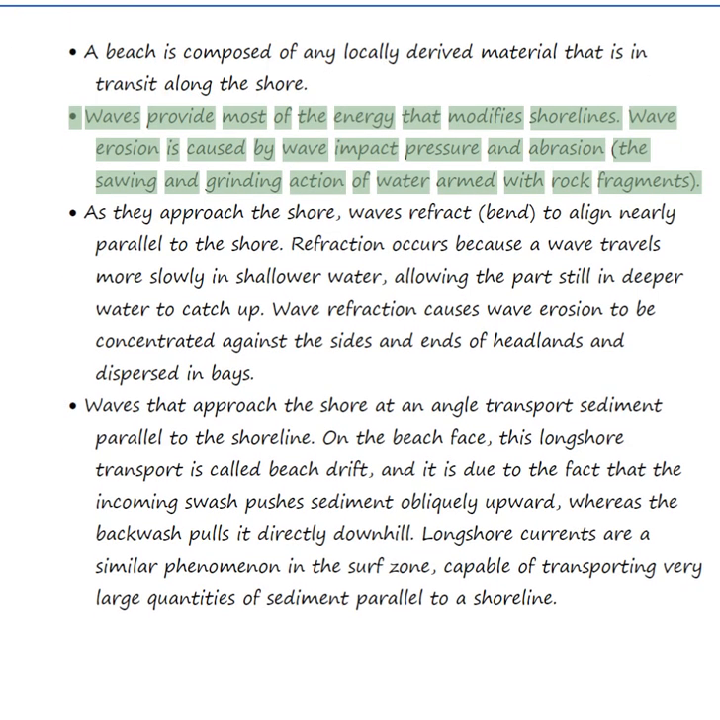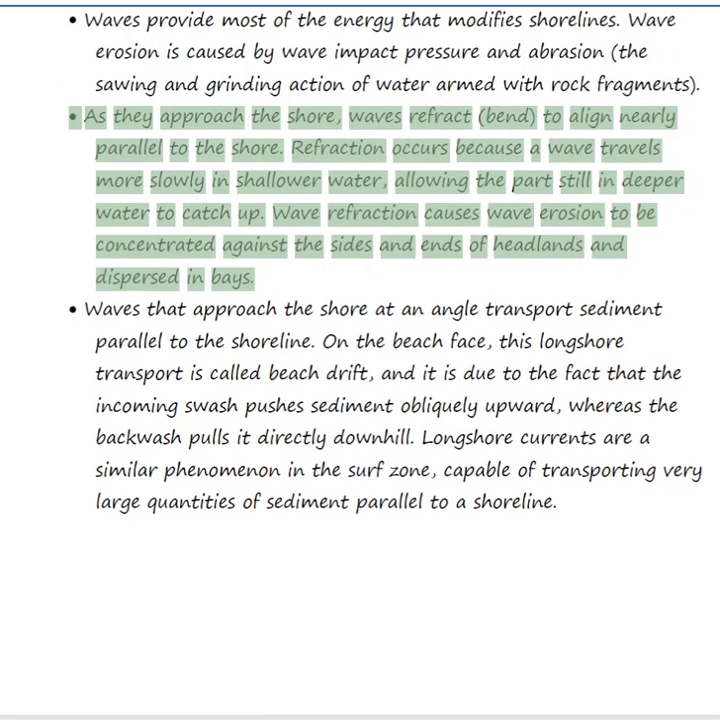Waves provide most of the energy that modifies shorelines. Wave erosion is caused by wave impact pressure and abrasion. As they approach the shore, waves refract to a line nearly parallel to the shore. Refraction occurs because a wave travels more slowly in shallower water, allowing the part still in deeper water to catch up. Wave refraction causes wave erosion to be concentrated against the sides and ends of headlands and dispersed in bays.